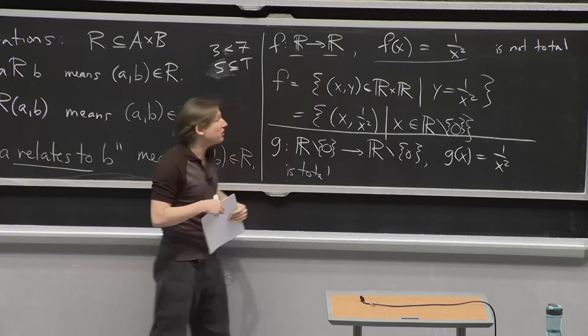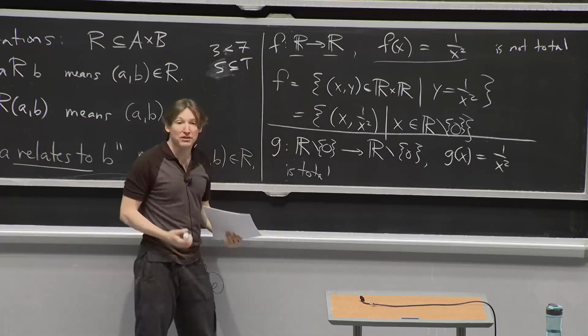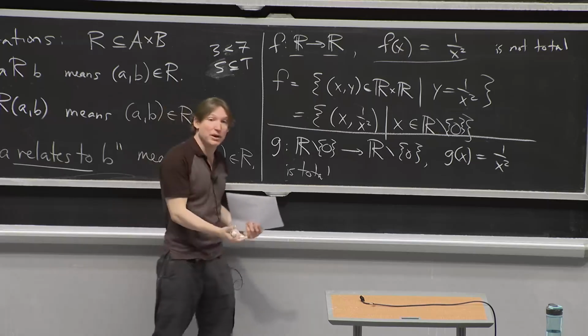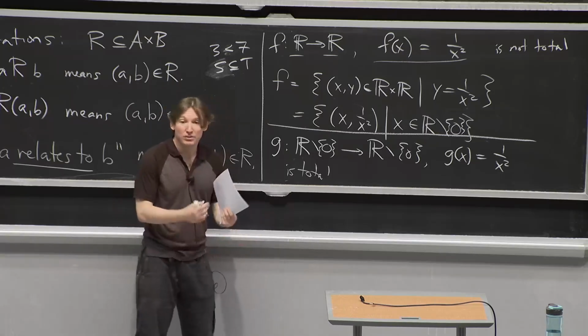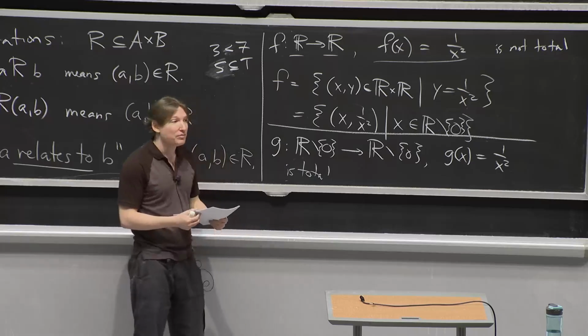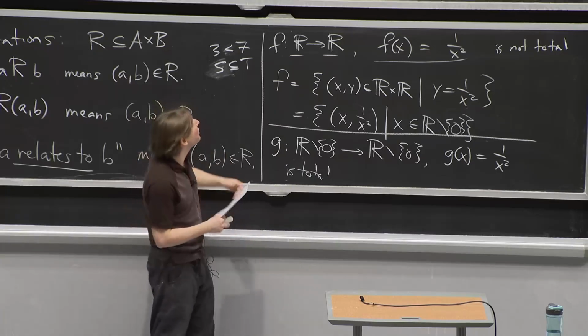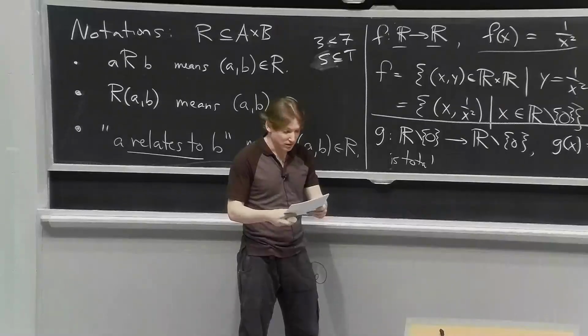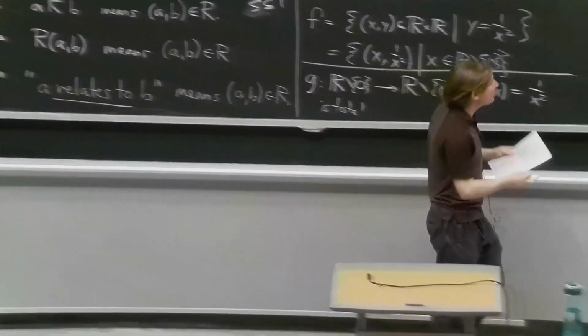And this goes to show that you need all 3 parts of that definition of relation. You need to know what set you're mapping from, what set you're mapping to, and what all of your related pairs are. All 3 of those pieces of information are important to determine things like whether it's a function, whether it's total. Does that make sense? Awesome.